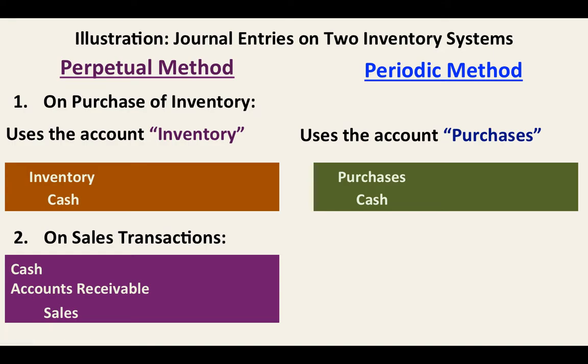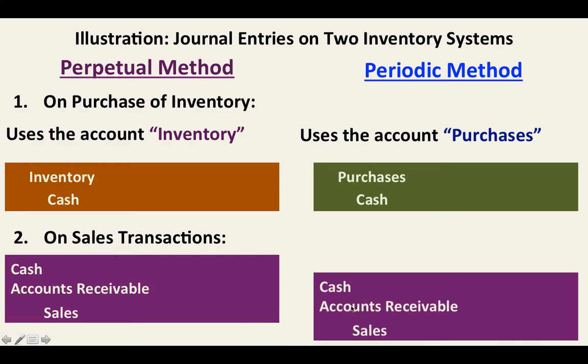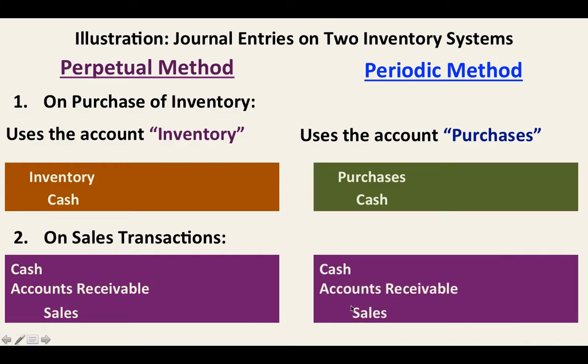If we receive a promise, we debit accounts receivable and credit sales, okay? And on periodic, it's the same. If we have sold an item and we receive cash, we debit cash. And if we receive a promise, we debit accounts receivable and credit sales. So basically, what we are trying to say here is that on sales transactions, there is no difference between perpetual method and periodic method. Okay.